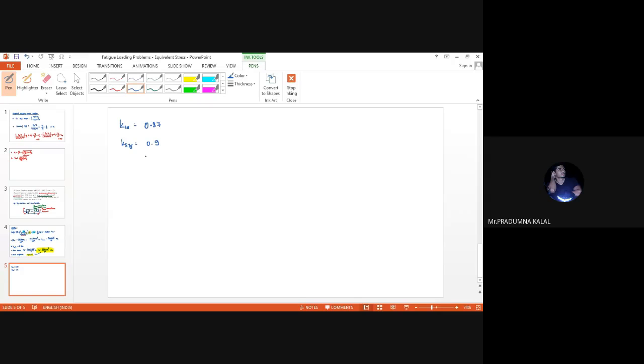Yes, sir. Okay. So lastly, we need to calculate the load factor. What will happen if the load is bending in nature? For bending in nature, what is the load factor? 1, right? Correct?